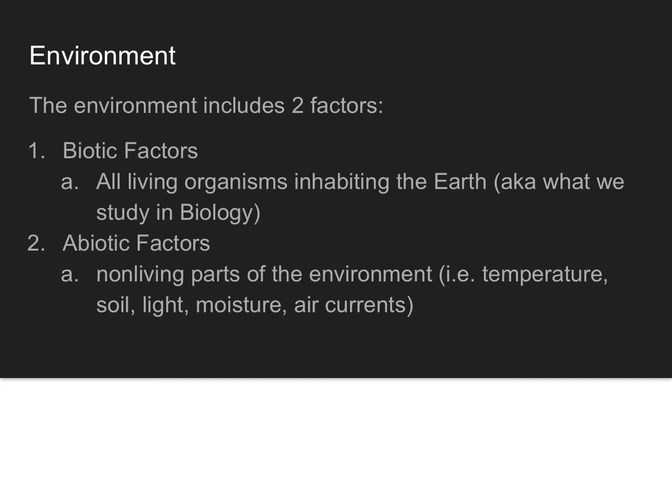Okay, so an environment includes two things. We have what are called biotic factors, which are everything that's living that's inhabiting the earth. Everything we study in biology is a biotic factor. The abiotic factors of the environment are all the non-living parts, so temperature, soil, rain, air movement, and sunlight. Those are all part of the environment. So we look at the living things and the non-living things in an entire environment.